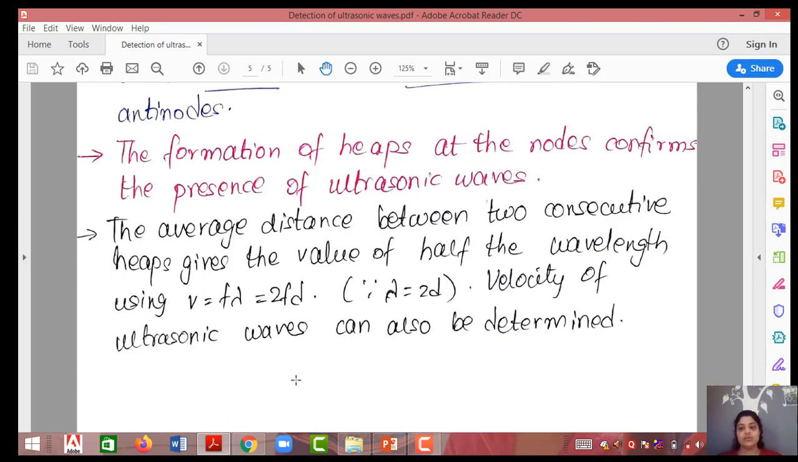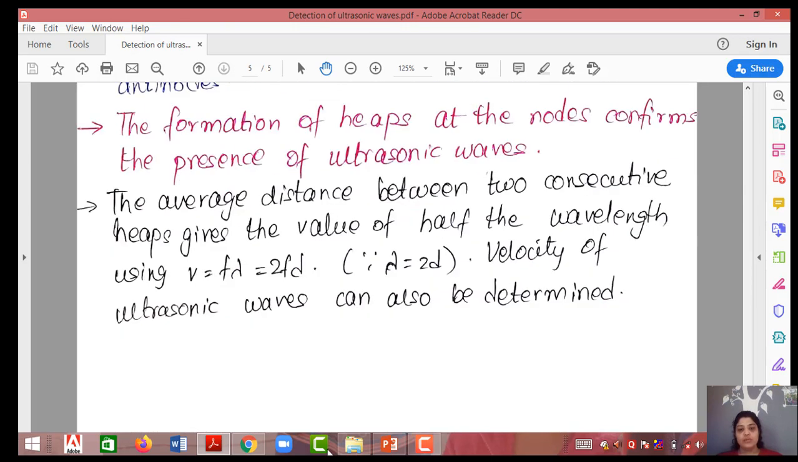And that is the reason Kunz tube is known as quantitative method. Hope the topic was clear.